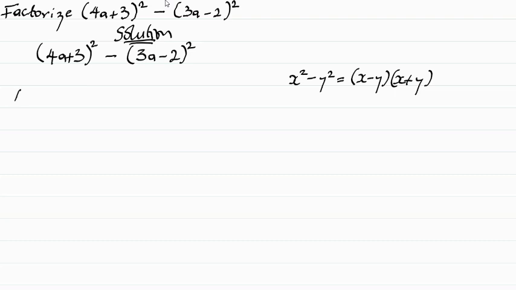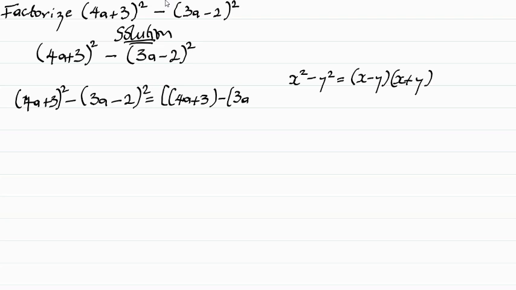Hence, we have (4a + 3)² − (3a − 2)² equal to [(4a + 3) − (3a − 2)] [(4a + 3) + (3a − 2)].